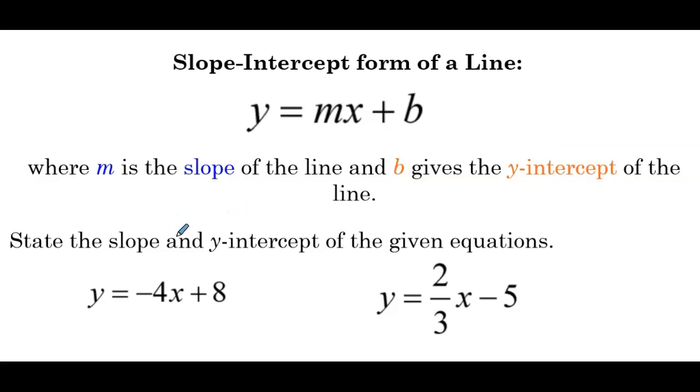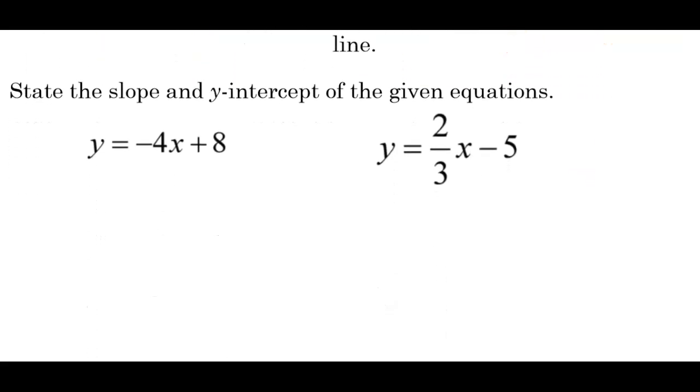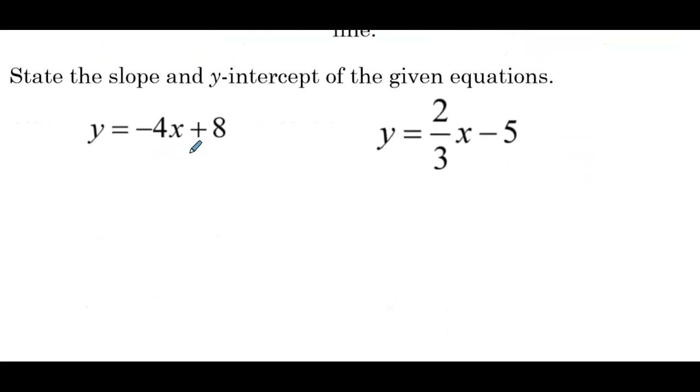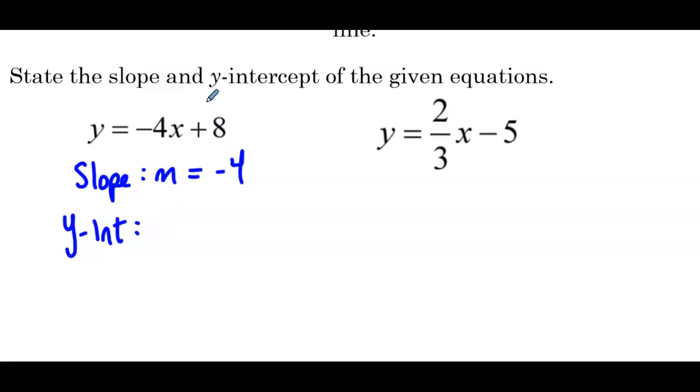So below, state the slope and y-intercept of the given equations. So our first equation is y equals negative 4x plus 8. So the slope is the coefficient of x. So the slope, which we refer to as m, equals negative 4. And the y-intercept is the point, so our constant is 8, so (0, 8).